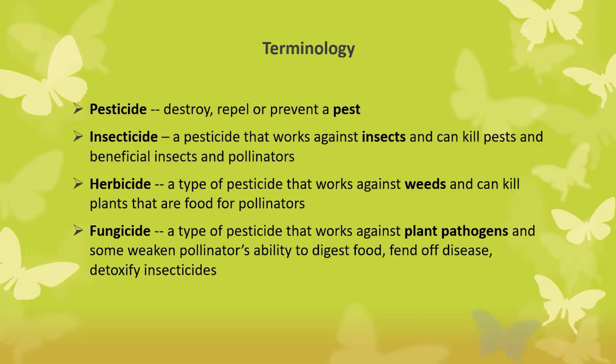And insecticides work against insects. So they can kill pests and they can kill beneficial insects and pollinators. Herbicide works against weeds and they can kill plants that are food for pollinators. Fungicide works against plant pathogens, and some of them weaken pollinators' ability to digest food, fend off disease, and detoxify insecticides. So there are many different pathways to affect pollinators through these chemicals, and most of them are not visible and necessarily direct contact.